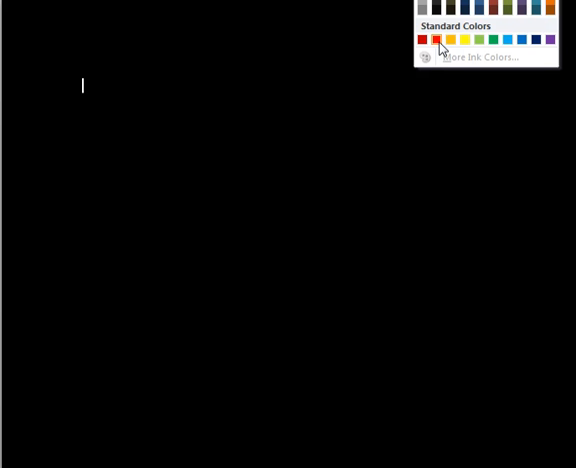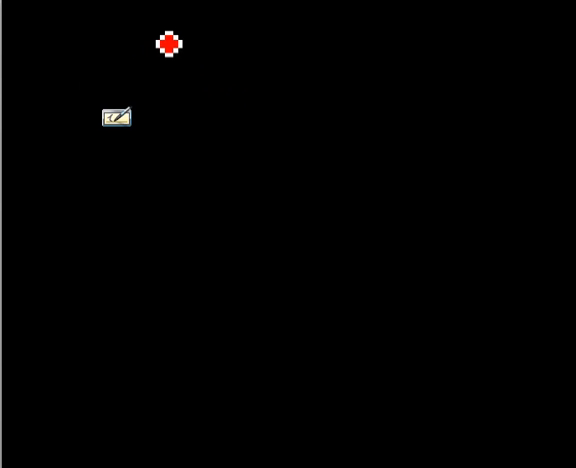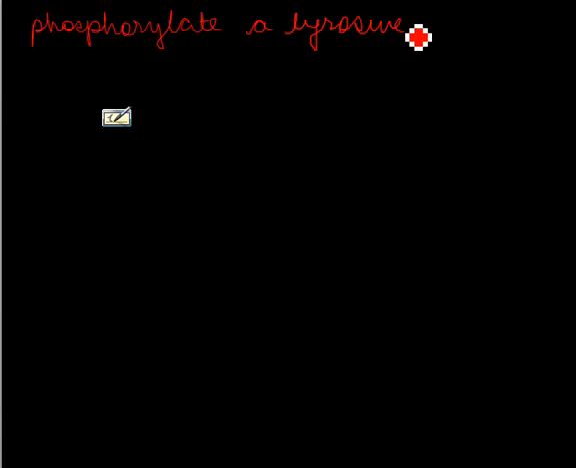Our prof told us that's the only example that we should know for the exam, but you can try more examples. But here it is. I'm going to phosphorylate a tyrosine residue. So let's draw the structure of tyrosine.